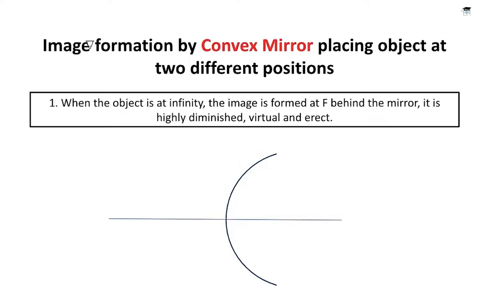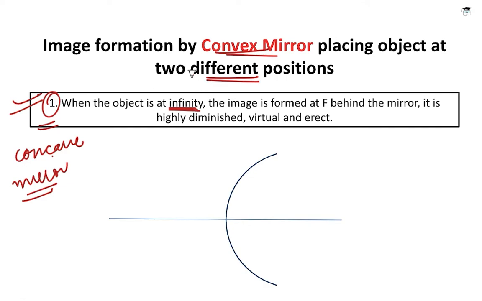Now moving on to the convex mirror, the next topic is image formation by convex mirror, placing the object at 2 different positions. So in convex mirror we have only 2 cases. The first one is when the object is at infinity, like the object is very far away. As I told you before, when the object is at infinity, the rays coming from the object are parallel to the principal axis. I have already told you this in the first case that we did in case of concave mirror.